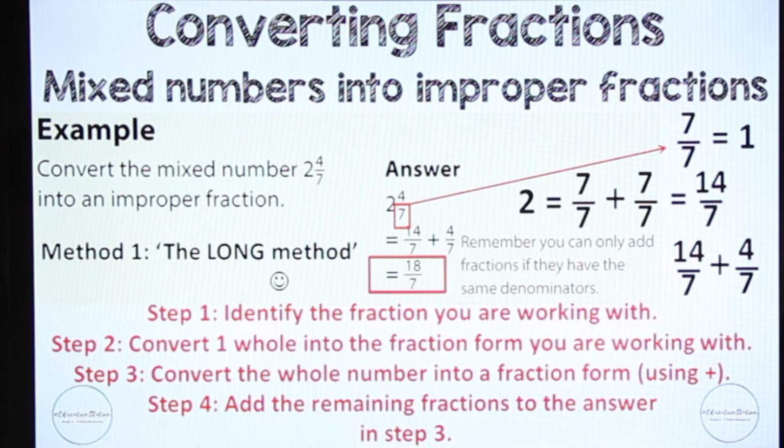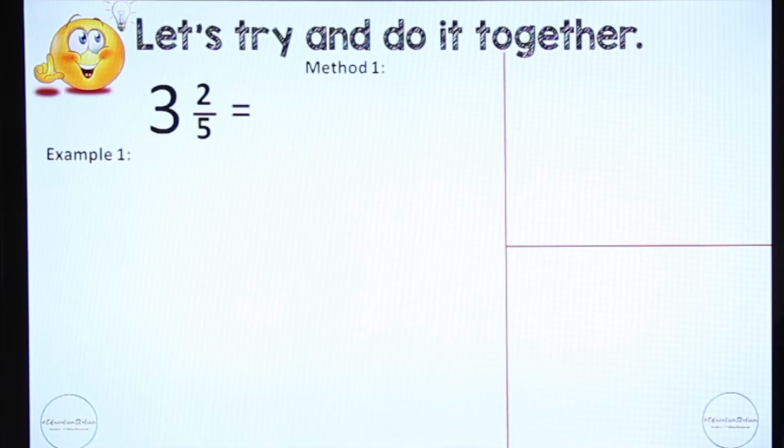But we are going to do this step by step on the next slide. So let's go and have a look at example number 1. So we have 3 and 2 fifths. First, identify which fraction you are working with here. In this case, we're working with fifths. So I know that 1 whole is equal to 5 fifths.